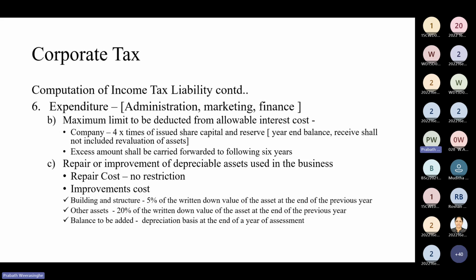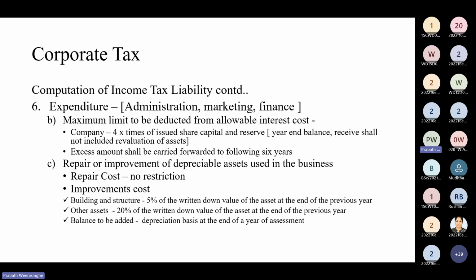So improvement cost is cost which enhances the value of the asset, right? In the case of other classes of asset, 20% of the tax written down value of the previous year we can deduct. Then the balance, we have to add to the depreciation basis at the end of this year. That means after claiming capital allowances, we can add, right? So that is relevant to repair and improvement costs.